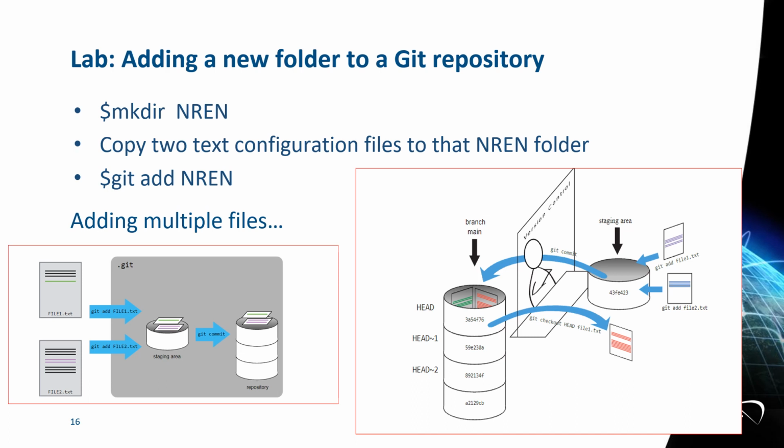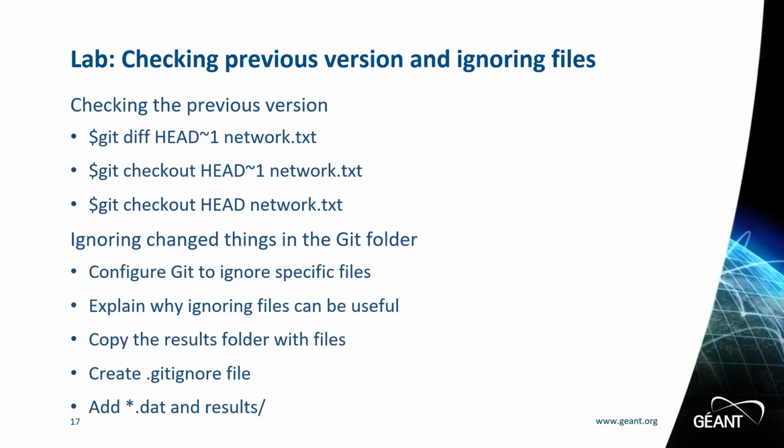We will now add a new folder to a Git repository. To start with, create a new folder, add two text configuration files to it, and then add the folder to the staged files. In this way, you can add multiple files to the repository using the git add folder command. Our final two tasks are to check the previous version and make git ignore certain things in the Git folder.